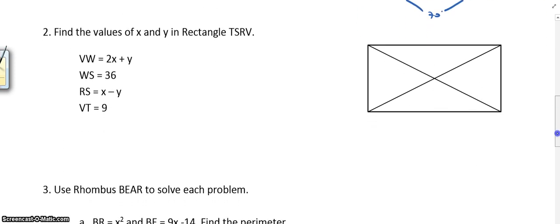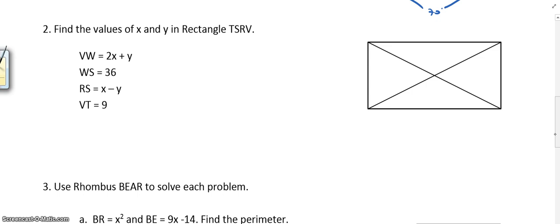Now let's look at more rectangle problems. This is find the values of x and y in rectangle TSRV this time. We're going to call the middle one W. So VW is 2x plus y. WS is 36. RS is x minus y. And VT is 9. So use what we know about a rectangle.